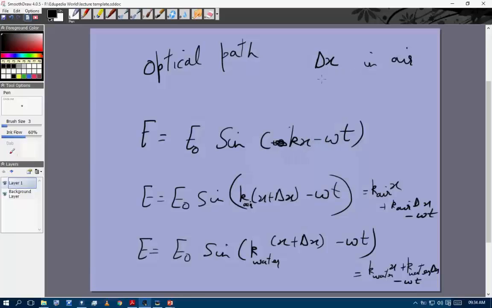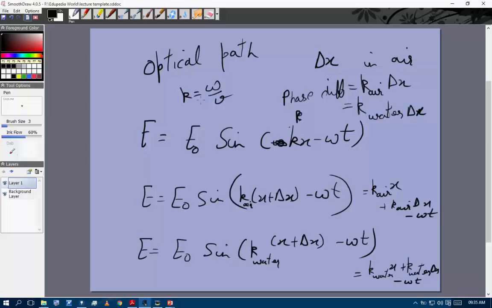If it's moved in air, then the phase difference is equal to k air delta x, and for water it is equal to k water delta x, right? Now we know that k is equal to omega by v, where v is the speed of light, and the speed of light is a constant in vacuum, but in different mediums it is different. So we know that the speed of light in, let's say, water will be different from the speed of light in air, right? And the speed of light in water will be smaller, so k will be greater in water.